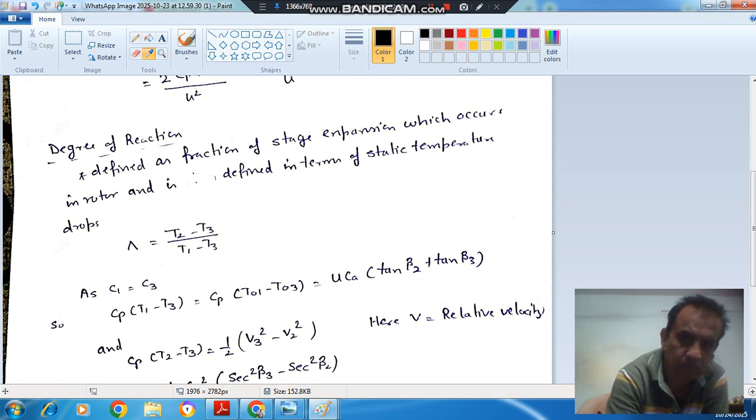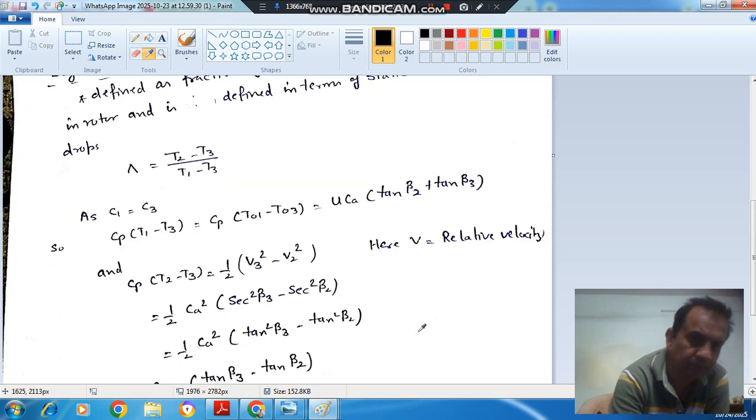Okay. So here, in case of compressor, this Cp (T2 minus T3) was equal to half (C3 square minus C2 square), where we have taken the absolute velocity square difference. But here in case of turbine we will take the relative velocity square difference, that is half (V3 square minus V2 square). So this Cp (T2 minus T3) will be half (V3 square minus V2 square).